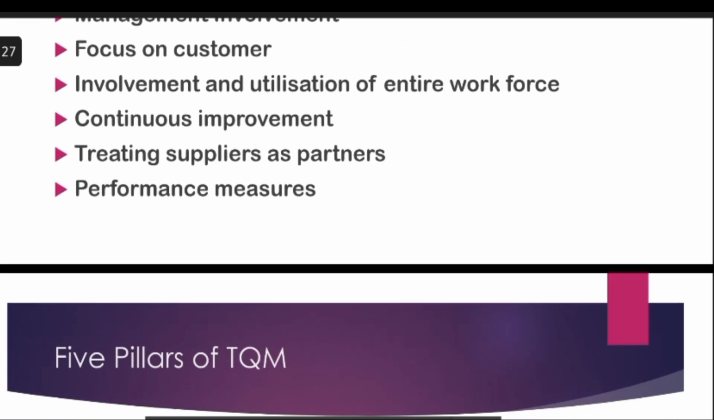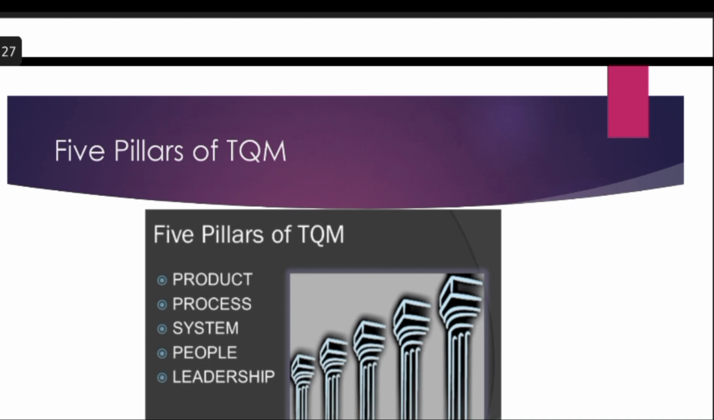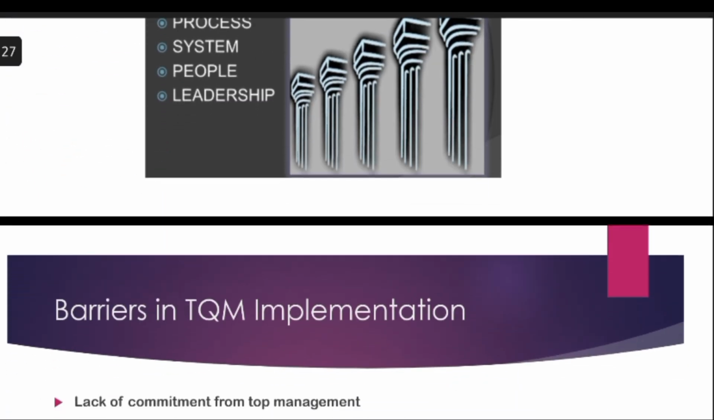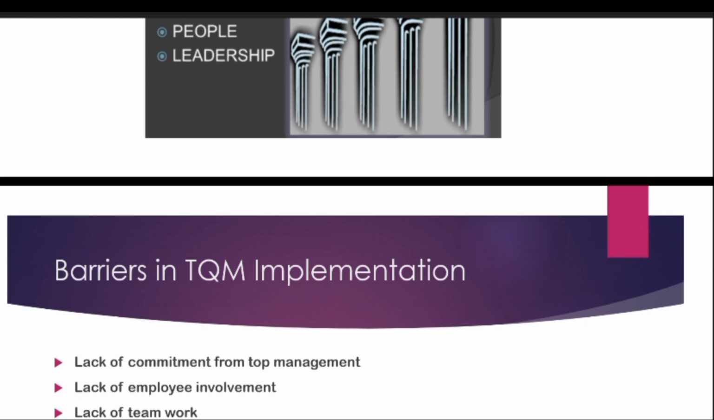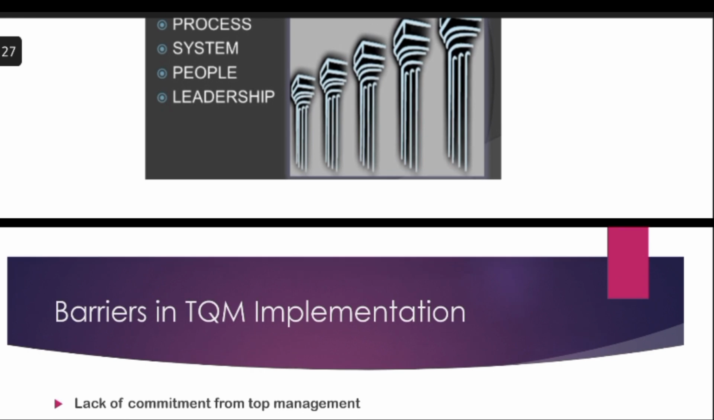The next one is the five main pillars of TQM. The first is product, second is process, third is system, fourth is people, and fifth is leadership. The next one is the main barriers involved in the implementation of TQM. The first is lack of commitment from the top management. As I said, the management has a predominant role, which should help the continuous improvement of the organization, institution, or industry.